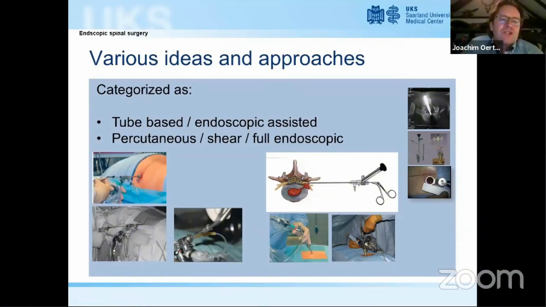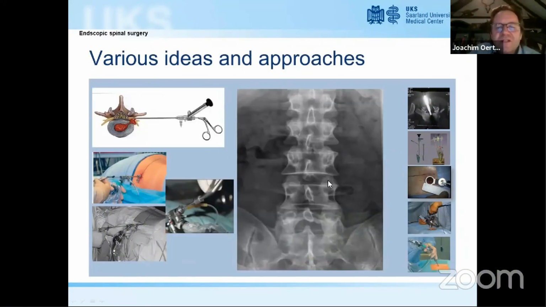So what are the ideas and the approaches? What is possible? You see here all different endoscopic techniques. As I said, tube-based endoscopic assistance and then percutaneous full endoscopic. I will not go too much into detail here, but for me, it's important that we can divide the techniques into an interlaminar approach and a transforaminal approach. So a far lateral, posterolateral approach in the extraforaminal space and the interforaminal space, and then an interlaminar approach where we can basically deal with the whole spinal canal.